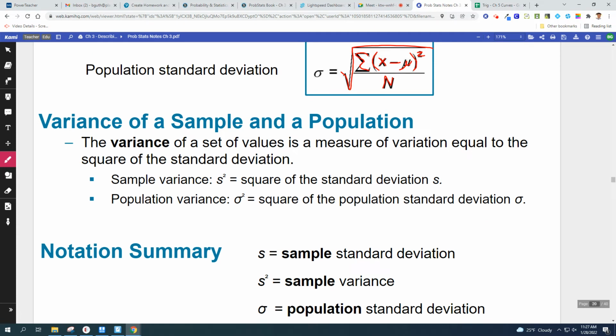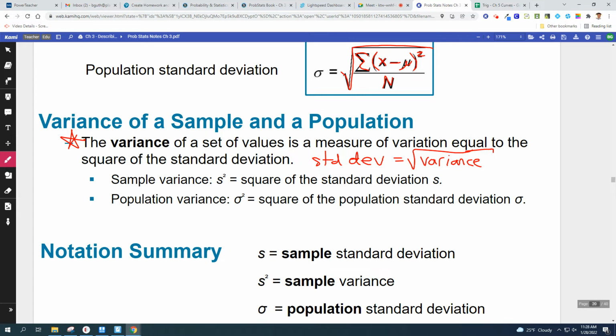The variance of a set of values is a measure of variation equal to the square of the standard deviation. I like to remember it a little bit differently than that. I think about standard deviation equals the square root of the variance, and that's pretty much the same thing as what they said. As far as memorizing stuff, that's something that's pretty easy to memorize, I think. Standard deviation is the square root of the variance. And that's what this says, just kind of backwards. It says the variance is the square of the standard deviation.